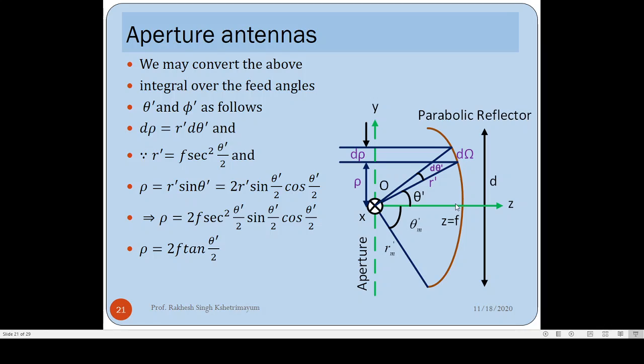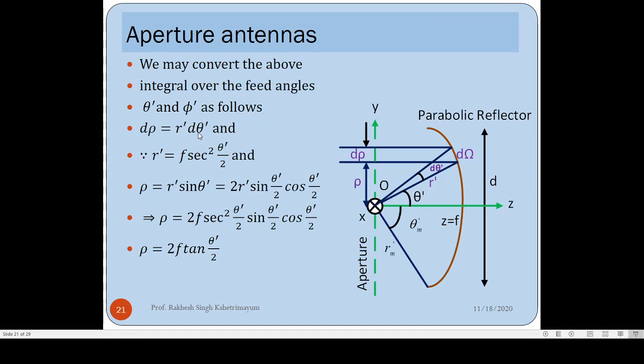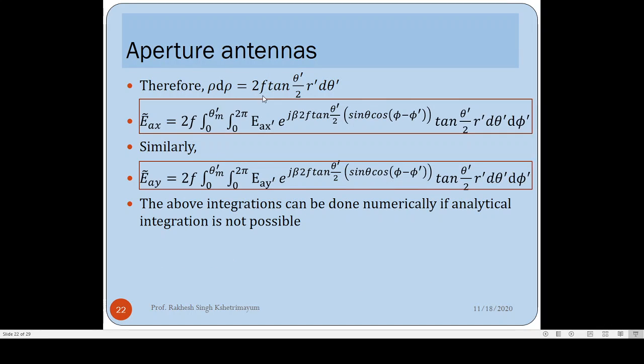What is f? F is the distance between this feed point or focal point and the center of the parabolic reflector. Theta dash is the angle this ray makes with the z axis. Rho is this distance here in the aperture plane. So we can replace rho by 2f tan theta dash by 2. After we do that, d rho is r dash d theta dash and rho is 2f tan theta dash by 2. So rho d rho will be 2f tan theta dash by 2 r dash d theta dash.